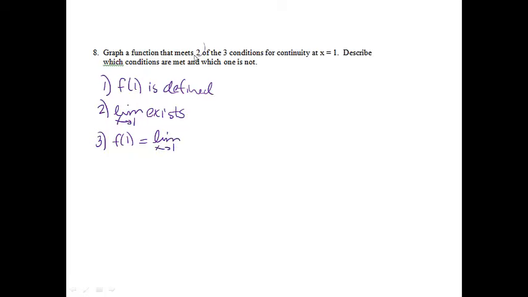Okay, so if two of them are going to be met, I'm going to have number 1 be met and number 2 be met, and then number 3 is not met. And I guess you could vary it a little bit, but that's pretty much what we're going to have here. Okay, so f of 1 being defined means there is a point at x equals 1. So I'm just going to make a point at x equals 1. So that one is set, and f of 1 in this case would equal 1, so that is fine.